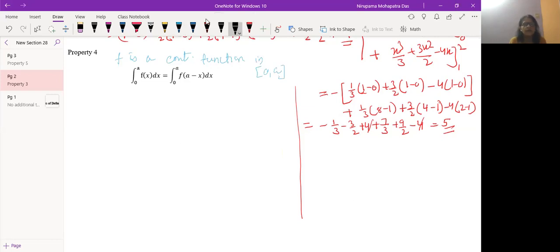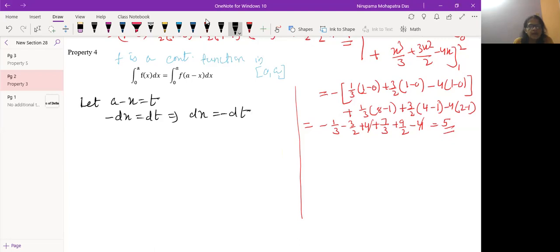Okay. Now let's prove this. Sometimes the proof of this property may come in the exam. So it has come in earlier board exams also. So let's take here: let a minus x equal to t. Okay. Now minus dx equal to dt, or dx equal to minus dt.